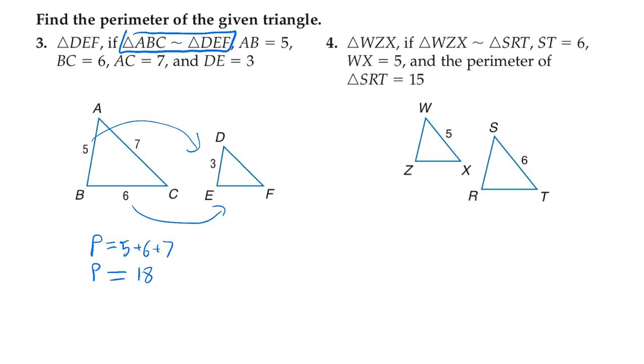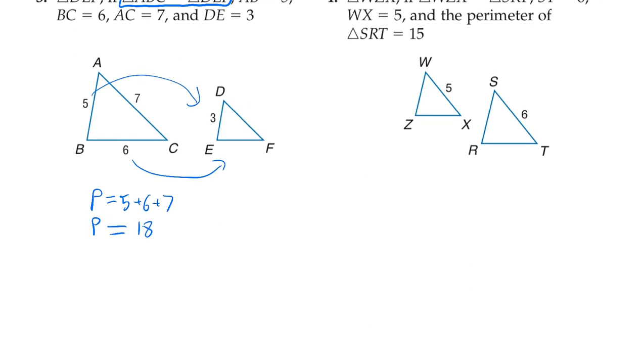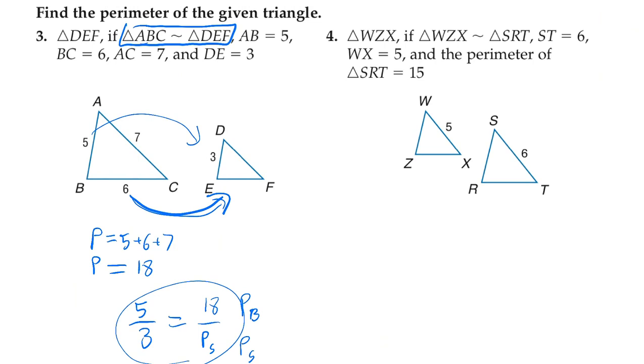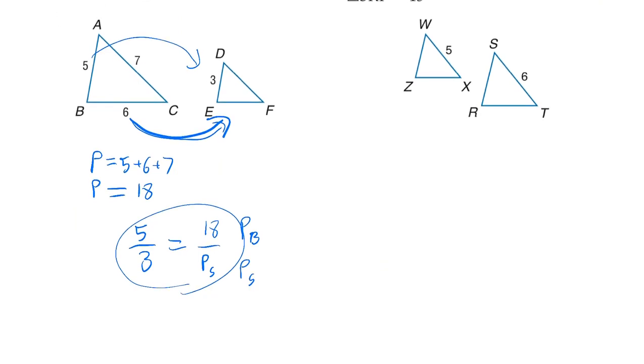But then we know the ratio, right, is 5 to 3, okay? So I'm going to go from big to small. We'll say 5 is to 3 as the perimeter of the big, that's 18, is to the perimeter of the small, so we'll just leave it as PS. Okay, and that's how you can say the ratio of the perimeters is the same as the ratio of the sides, as long as we know they're corresponding, right? So here, AB was corresponding with DE, so yes, those were the corresponding.